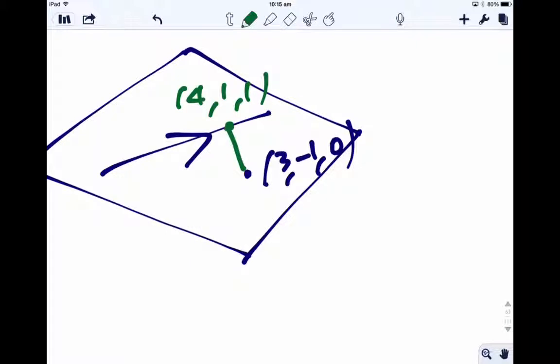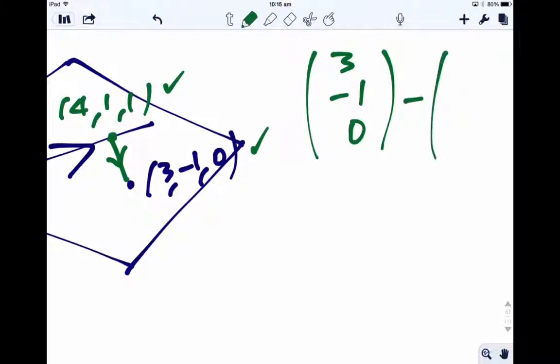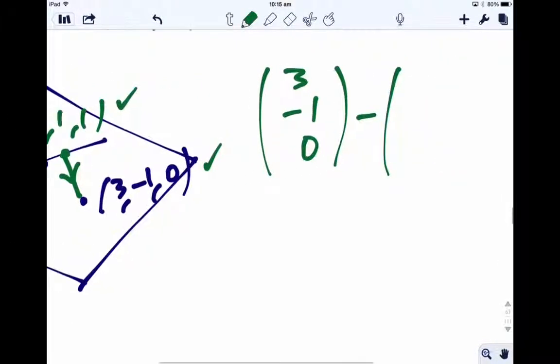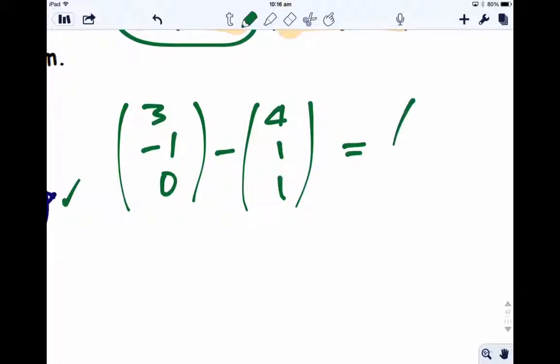What about this vector here? This vector that takes me from that point to that point. Okay, so that vector from this point here to this point here, so we call that A to B, is just B minus A. Now, it doesn't matter what order I do this in. In other words, doesn't matter if I do 3 minus 1, 0 minus 4, 1, 1 or the other way around. Of course, it doesn't matter. 3 minus 4 is negative 1, negative 1, negative 1 is negative 2, negative 1.